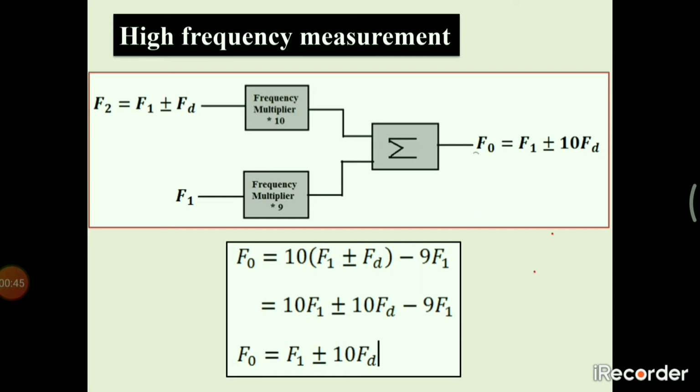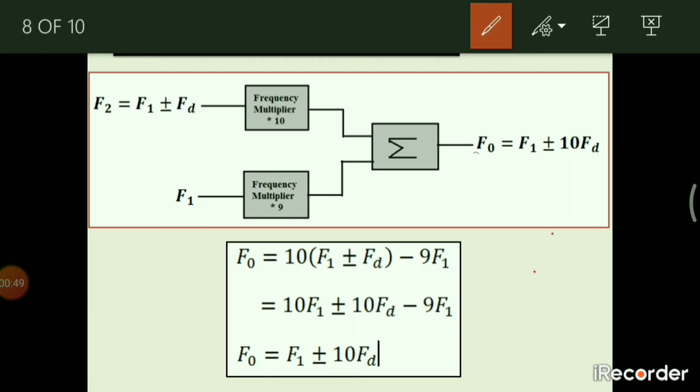So here we'll consider the one stage frequency difference expansion method. For one stage, let's consider there are two signals. One signal is a reference signal f1. So this f1 is multiplied with 9. So a frequency multiplier is used here. So we'll get 9 times f1. Then the unknown frequency signal is f2. We don't know the frequency of f2.